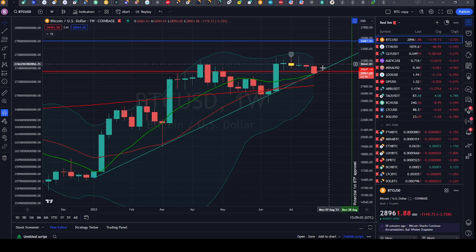We're also at this trend line that has been in play since the beginning of the year. So we'll see how that holds. Again, I don't know if that's going to hold. I don't really care if it does one way or the other.